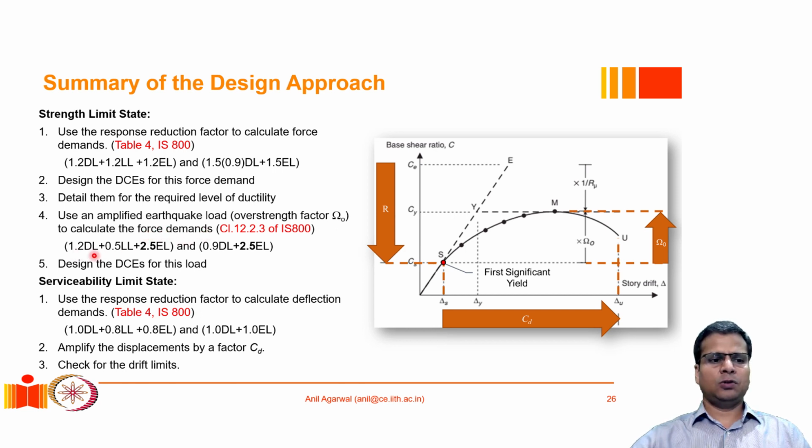For their design, we use different set of load cases. These load cases are given in clause number 12.2.3 of IS 800, which are different from the ones that are given in general cases on table 4. So in these cases, you might see that the earthquake loading has been amplified, and this amplification is nothing but the omega factor, the overstrength factor, which basically accounts for all the different types of reserved strengths in the structure after the first yielding of one of the DCEs. And then the FCEs are designed for this load.